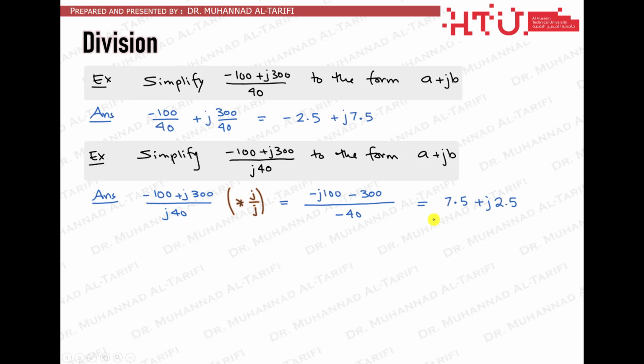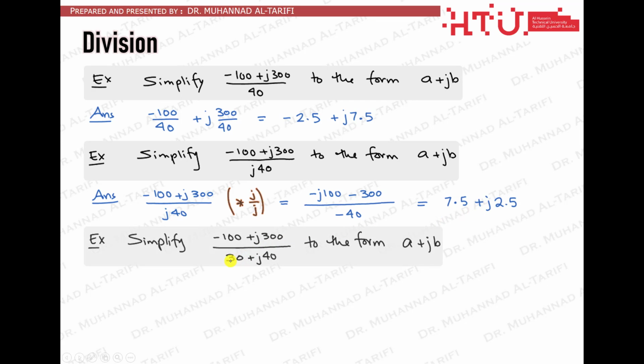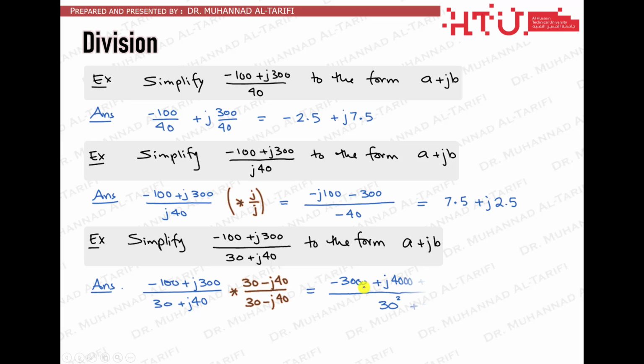But if the denominator has non-zero real and imaginary components, the problem becomes more tricky. In this case, we multiply by the conjugate of the denominator so that it becomes real as we discussed earlier. Of course, whatever you multiply at the denominator should also be multiplied at the numerator. Then all can be simplified and reduced to a single complex number in the form of a plus jb.